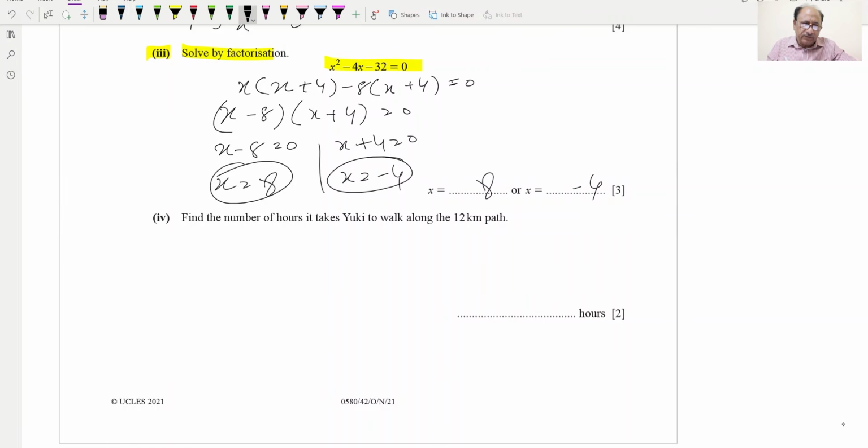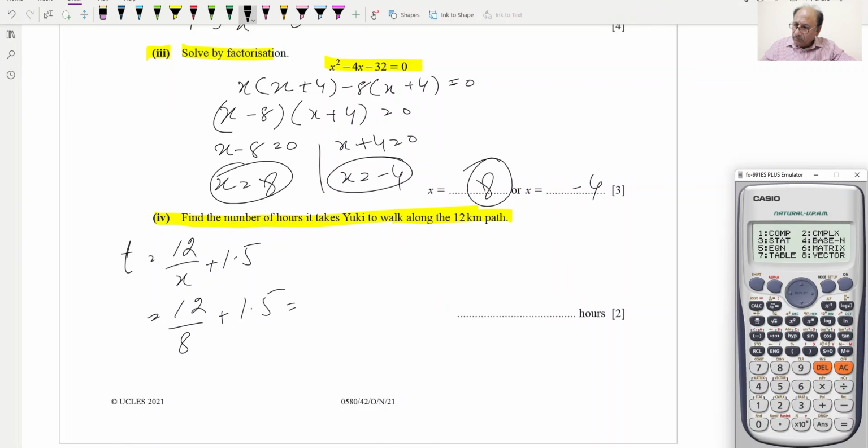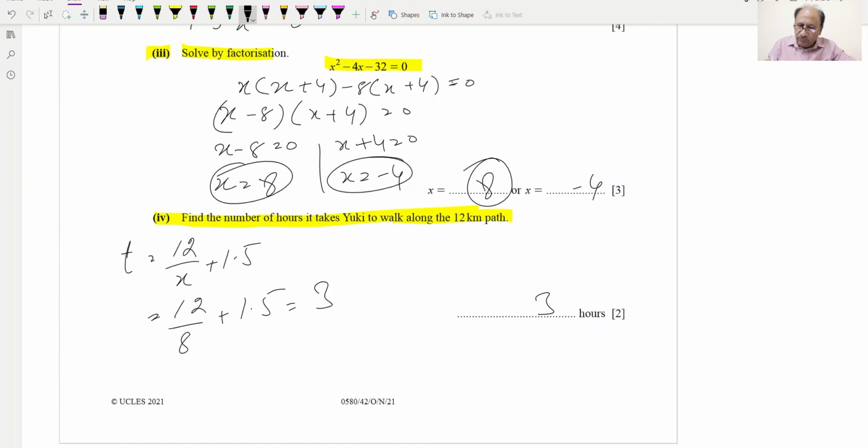Then find the number of hours it takes Yuki to walk along the 12-kilometer path. We know t is equal to 12 over x plus 1.5, which we discussed in the previous parts. And the x value we cannot take negative, so we'll be taking the positive x value, and it will be 12 over 8 plus 1.5, and this results in 3. So the answer will be 3 hours.